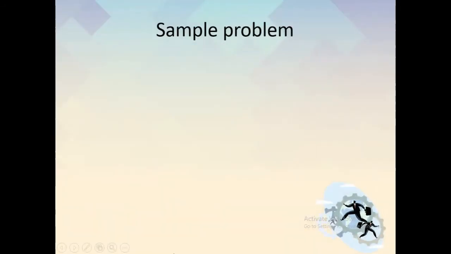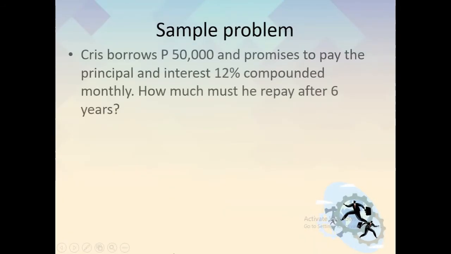Let's now have another problem. Chris borrows 50,000 pesos and promised to pay the principal and interest at 12% compounded monthly. How much must he repay after 6 years?